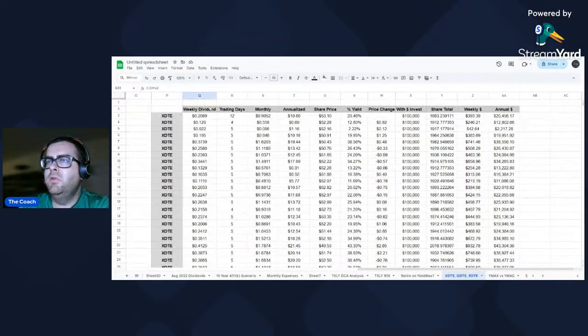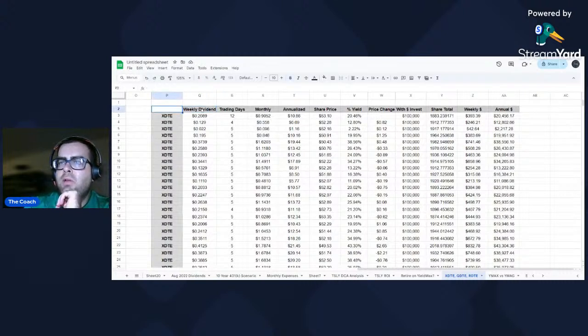For those of you new to the channel, what I do every week for the Roundhill dividends, I break everything out and I put the weekly dividend in. I take the number of trading days, make it monthly, and annualize it. I take the share price. I calculate the percent yield, the current price change, and with a hypothetical $100,000 invested, the share total that you would buy this week if you were buying in, and then the weekly dollar amount and the annual dollar amount.